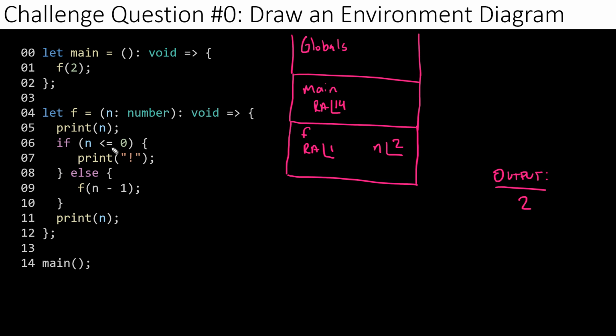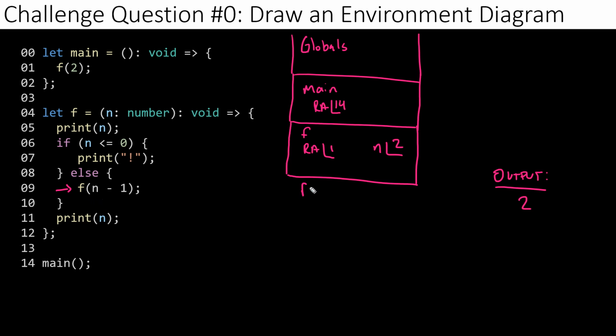Then we reach an if statement. If n is less than or equal to 0, that is false, right? n is 2. So we jump to the else block. And what do you know? We reach a function call. Just like we've reached function calls in the past. What do we do when we reach a function call?